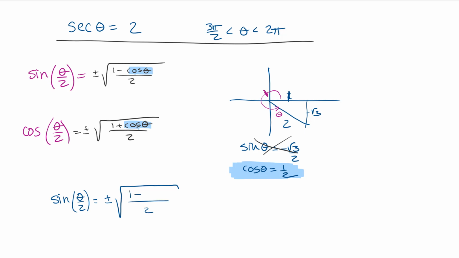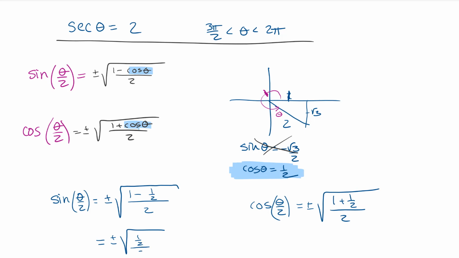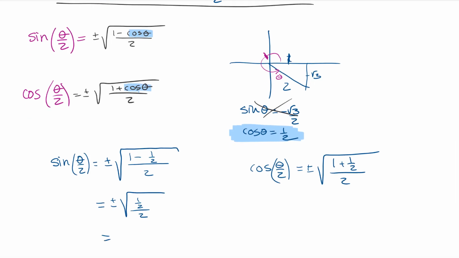So 1 minus 1/2, over 2, since cosine of theta was equal to 1/2. This is also going to tell us that cosine of theta over 2 is going to equal plus or minus the square root of (1 plus 1/2) over 2. Well, let's clean them up. 1 minus 1/2 up top, that's just going to be 1/2. And what's 1/2 of 1/2? 1/4. So we get plus or minus 1 over the square root of 2, or plus or minus the square root of 2 over 2.